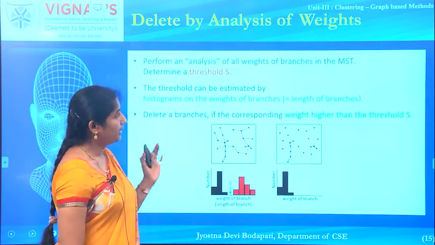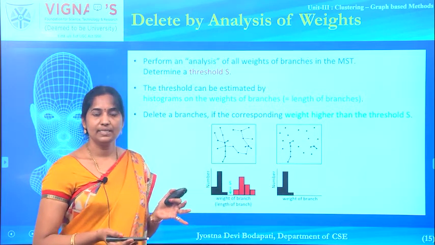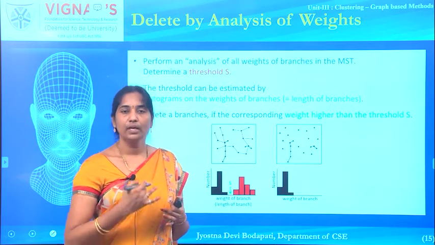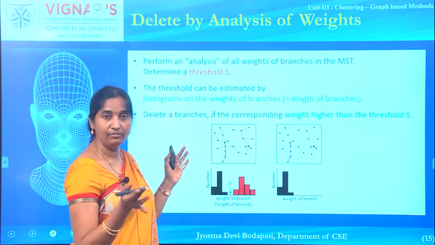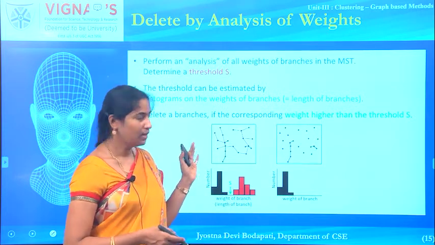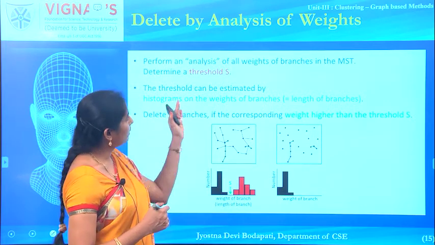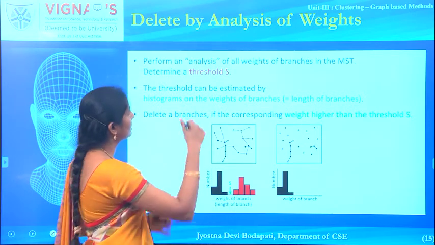So far we have discussed two different approaches for deletion. One is removing the edge with the maximum weight. The other approach is removing the inconsistent edges in the graph. Now we have seen an example for the removal of maximum weights, and shortly we will see an example of the removal of the inconsistent edge. There is another approach for the deletion, that is analysis by the weights.